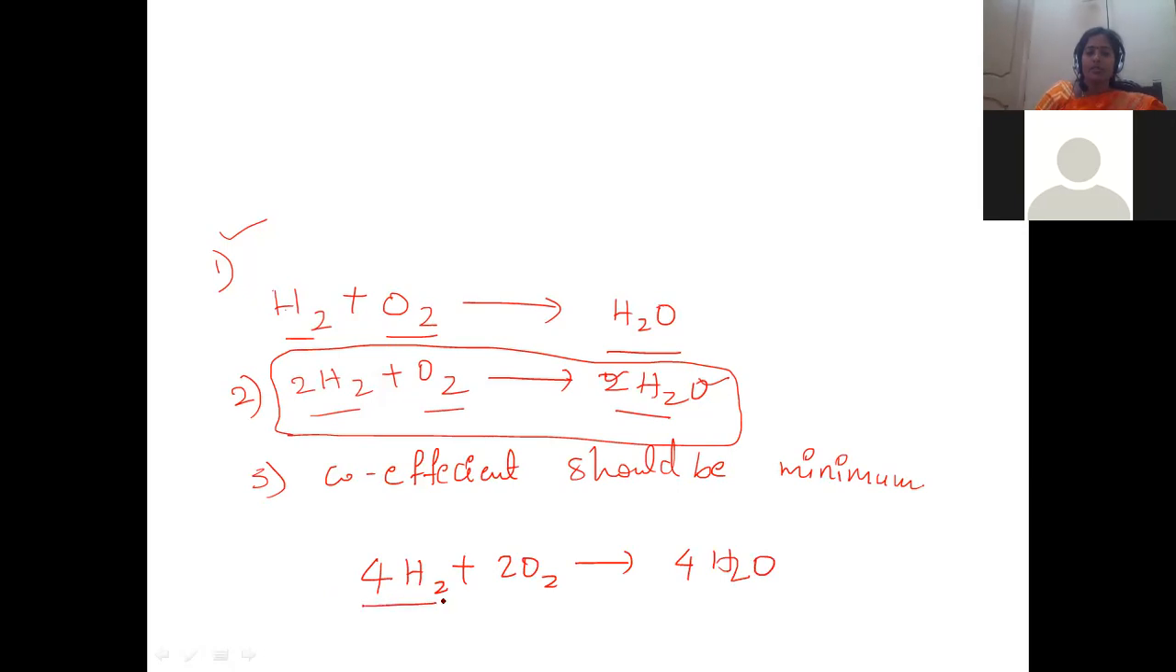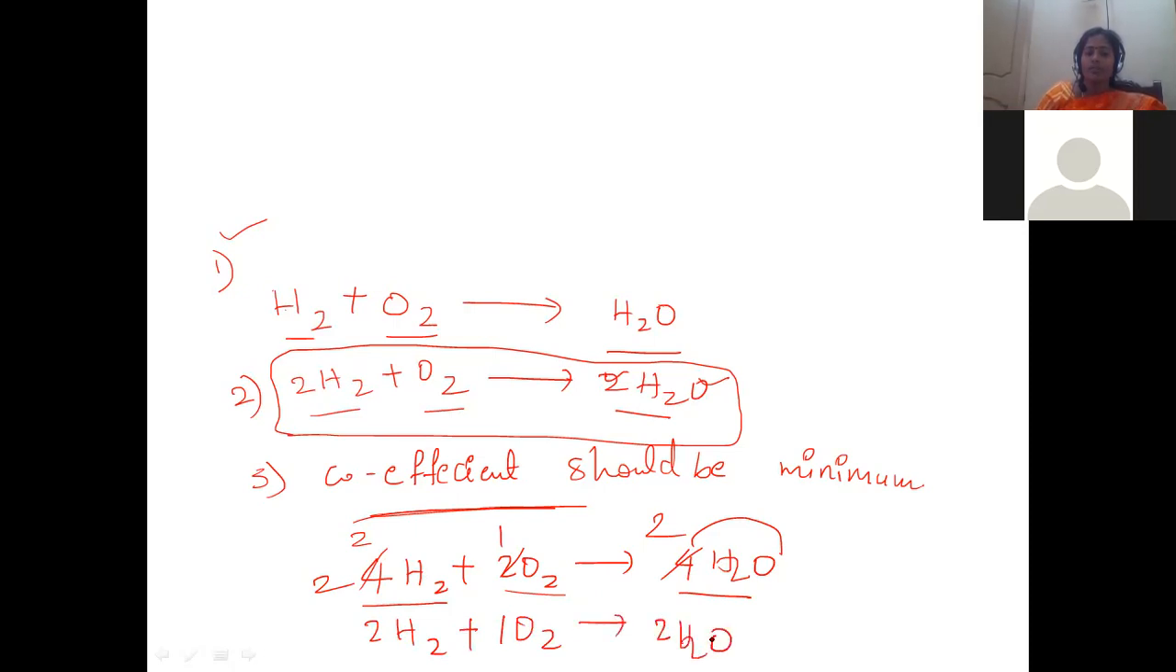Let us see whether it is balanced or not. 8 hydrogens, 8 hydrogens. 4 oxygens, 4 oxygens. That's why here also the equation is balanced, but it should be the lowest coefficient. Coefficient should be minimum. Means can we cancel all these terms with a minimum term? 2 2s, 2 1s, 2 2s. Means it can be represented with lower coefficients like 2H2, 1O2 gives rise to 2H2O. This is the minimum coefficient for this equation. Means it is the correct form of representation.